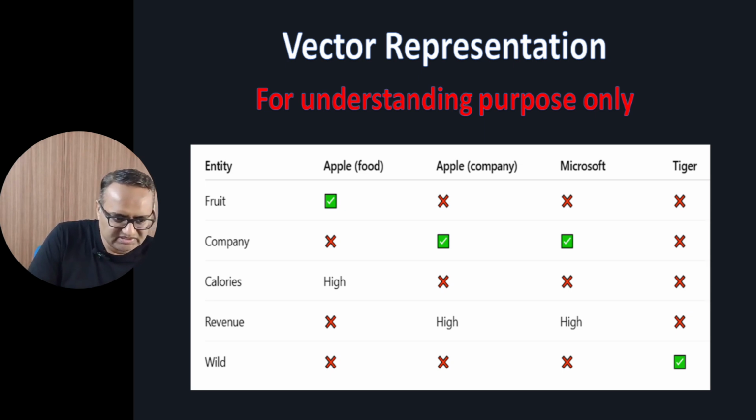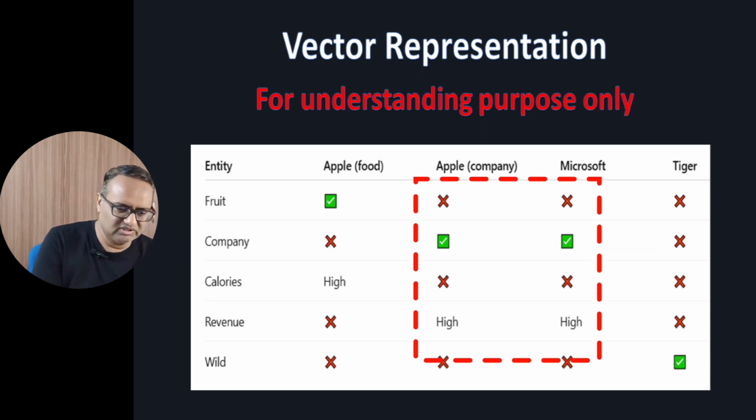Now, Apple the food is a fruit, so it is ticked for calories. It has calories associated with it, so some numbers are given. Company is not ticked at all. For Apple the company, company is ticked and revenue is high. Microsoft, company is ticked, revenue is high. Tiger, only wild is ticked, the rest are not. So what we understand very clearly is that Apple and Microsoft are nearer.